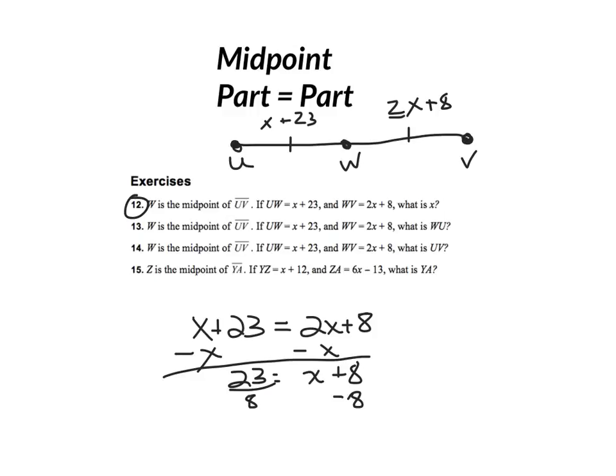So, excuse me, I made a big mistake there on that one. Well, let's erase this guy. We're not dividing by 8, we're subtracting by 8. And then when I take 23 and I subtract 8 from it, I end up with 15. So x is 15.